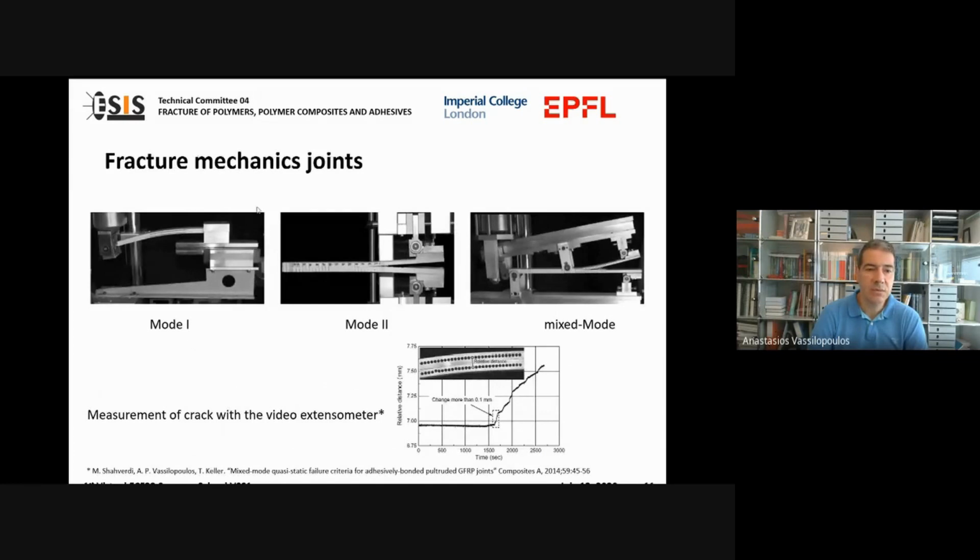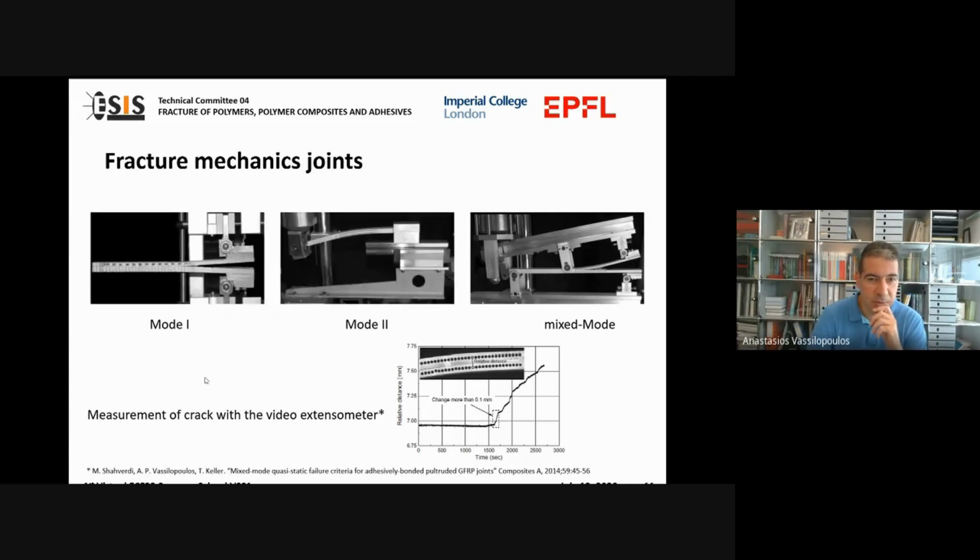So as we see here, we have the mode 1, the mode 2, and the mixed mode testing.